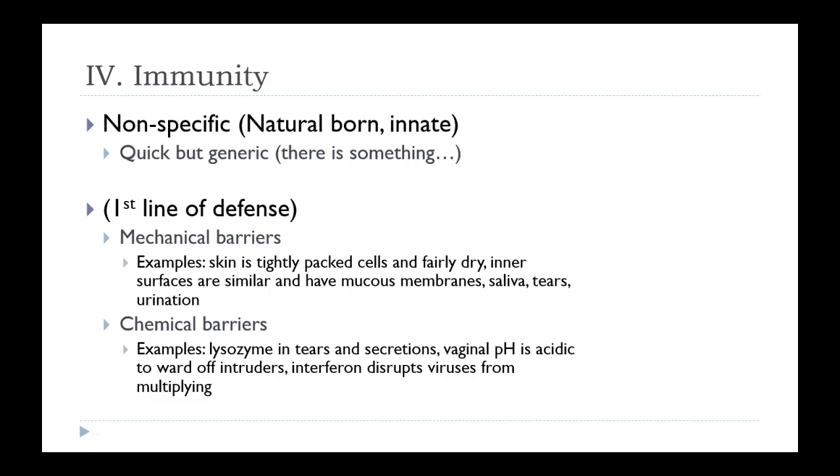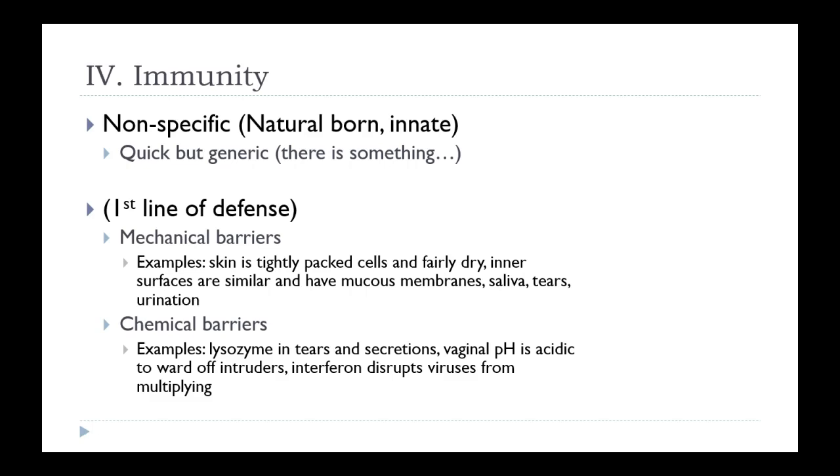So we can look at immunity as being nonspecific or specific. In the case of nonspecific, we say that this is naturally born or innate. And so this is when our body either has these barriers or acts against an invader, but it's kind of generic. It's a fast response, but we don't know exactly what it is that we're reacting against. And so we would break this down into our first line of defense and then also our second line of defense.